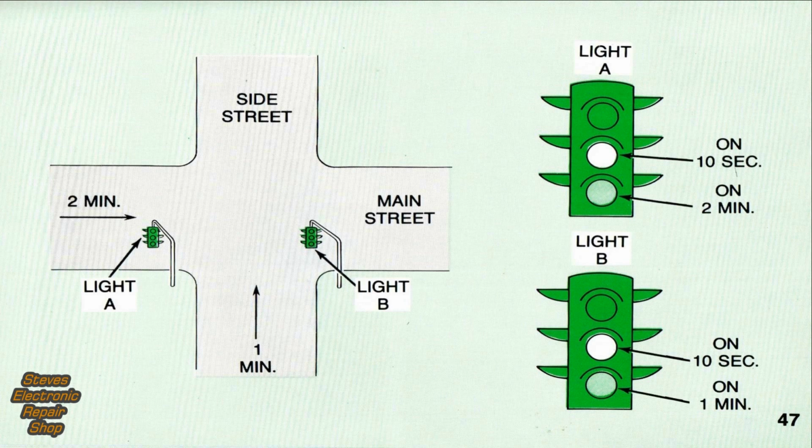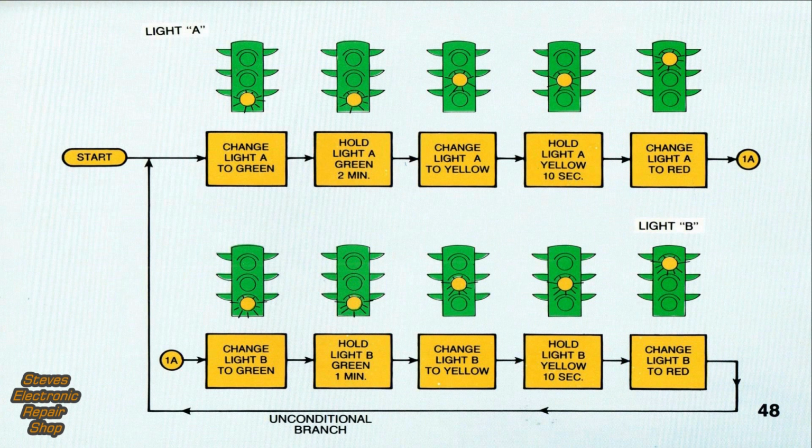On the other hand, light B is to be green for 1 minute and yellow for 10 seconds. Then it goes red. Light A turns green and the cycle repeats. At the moment, the problem may seem a bit puzzling. But once we begin our flowchart, the pieces fall into place.